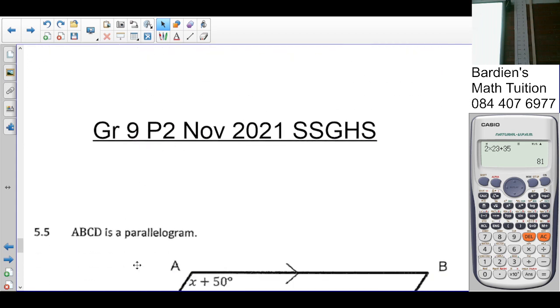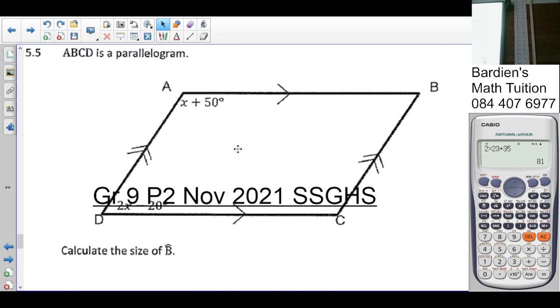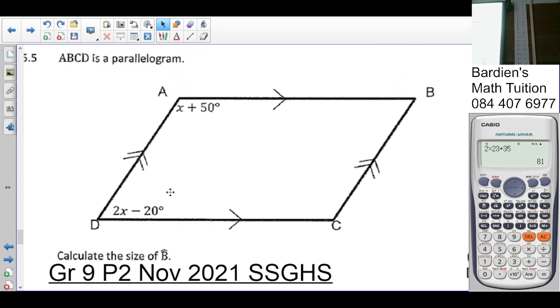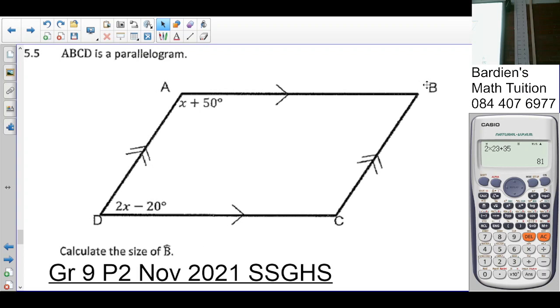Right, next. Here we are told that in 5.5 ABCD is a parallelogram. People think this is a parallelogram, what comes to mind? Opposite angles are equal. So angle A is equal to angle C as well as angle B is equal to angle D. Opposite sides are equal. So AD is equal to BC and AB is equal to DC. What else? Opposite sides are parallel as indicated here, and the third one is the diagonals bisect each other.